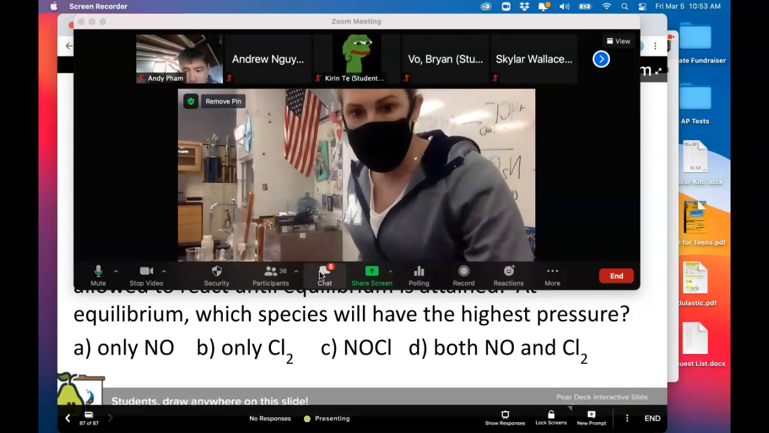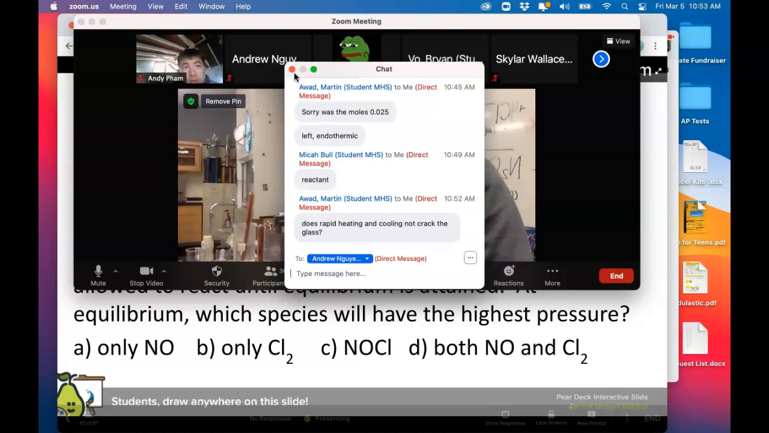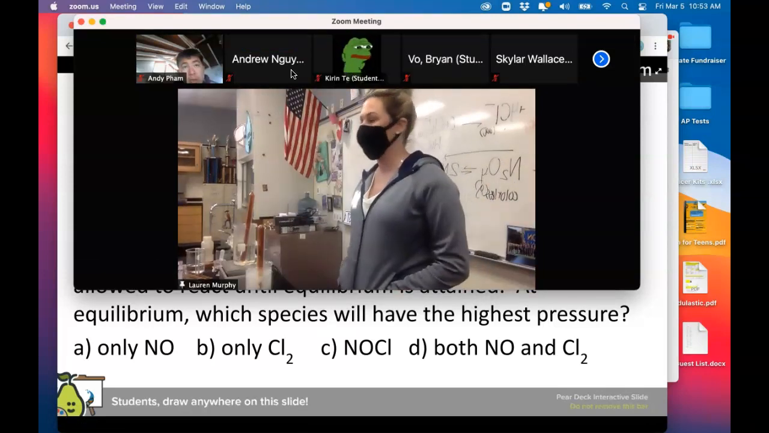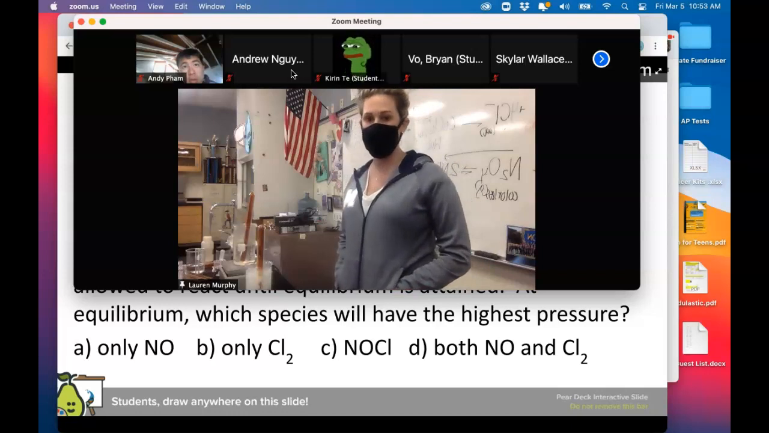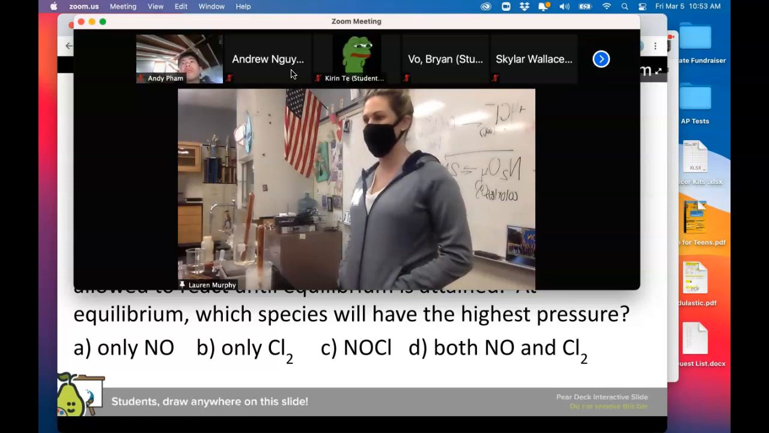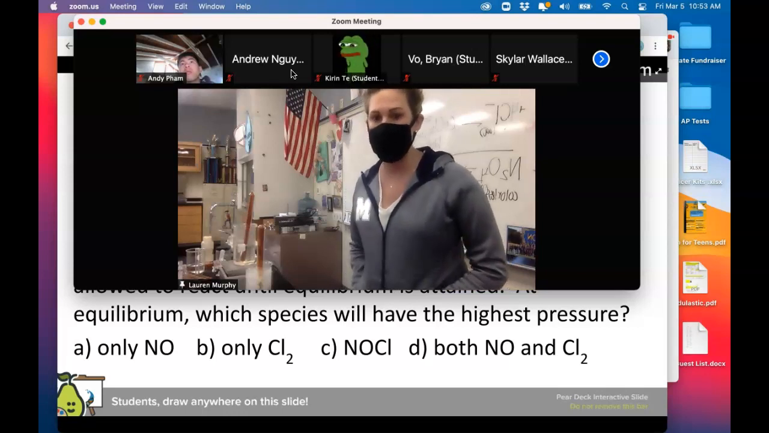So I think I had some questions. Let me look. The glass is pretty durable. The rapid heating and cooling, I guess, could crack it, but this is pretty good glass. Less lab type glass absolutely would probably crack if I kept doing that. But this is definitely more lab quality glass.